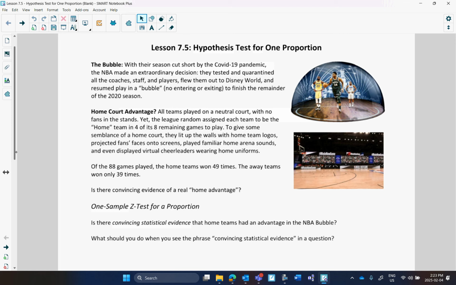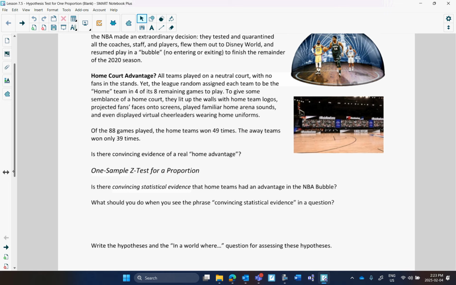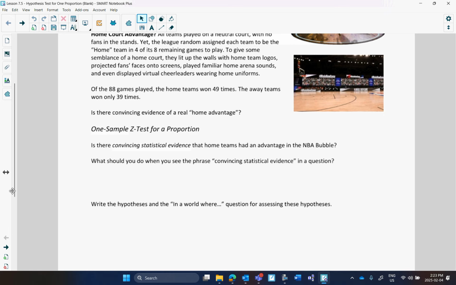The whole question we wanted to answer was, was there convincing evidence that there was home court advantage? We saw that because 56% is greater than 50%, which we figure is the cutoff for home court or no home court advantage, it might be, but that could have just happened because of chance.